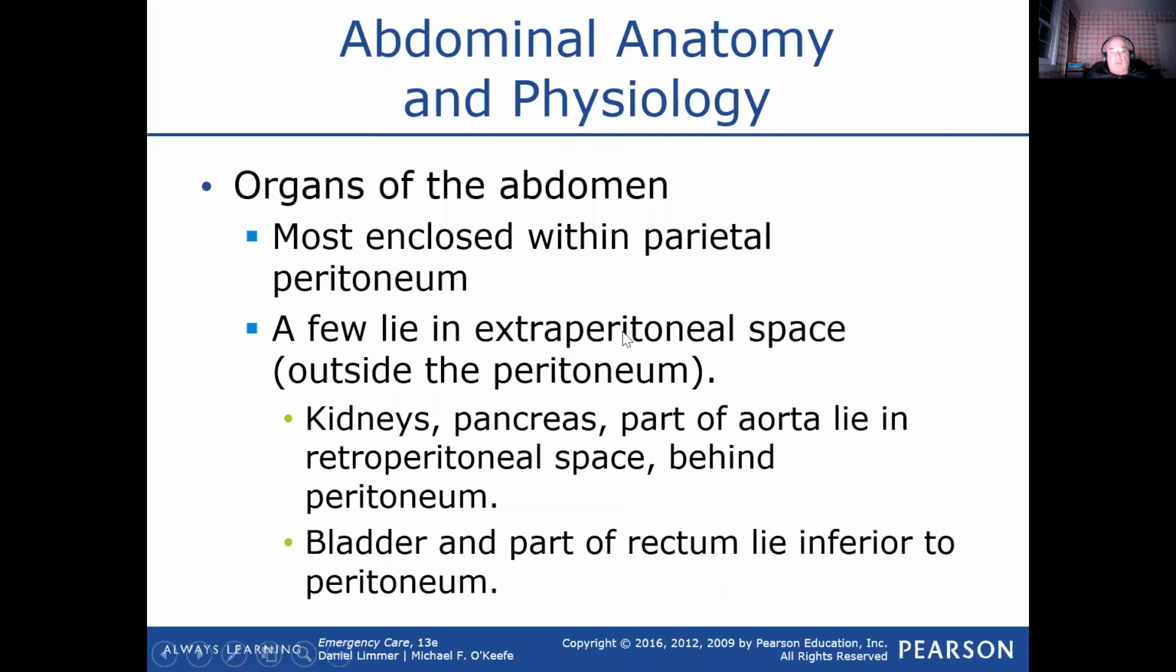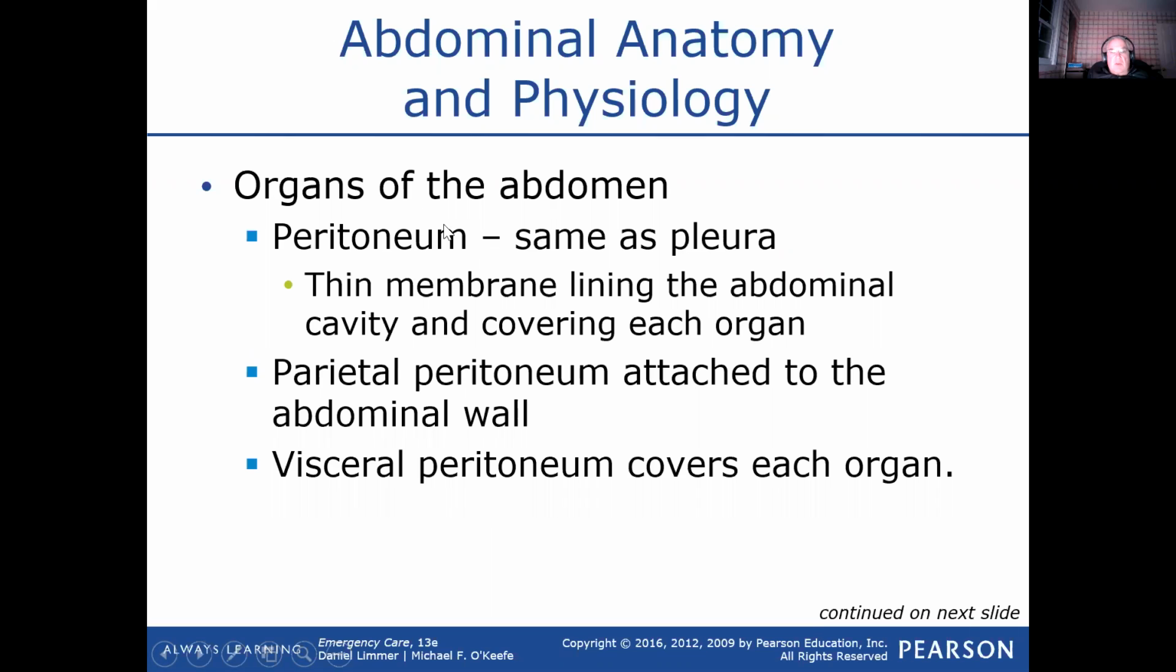Okay. So a couple of them are outside. So it says the kidneys, the pancreas, part of the aorta, the part of the aorta that goes down into the abdomen, lie in what's called the retroperitoneal space. So the peritoneum was that lining, okay.